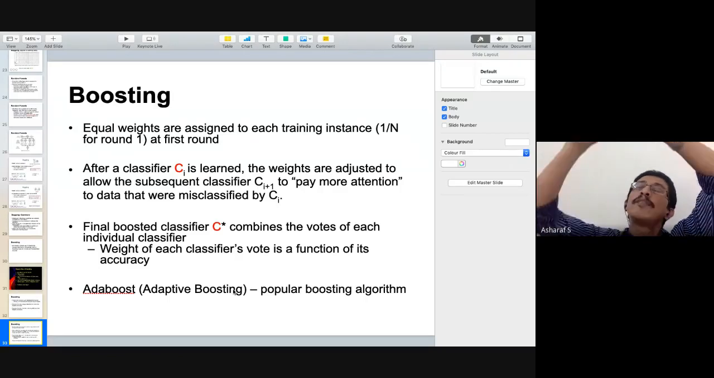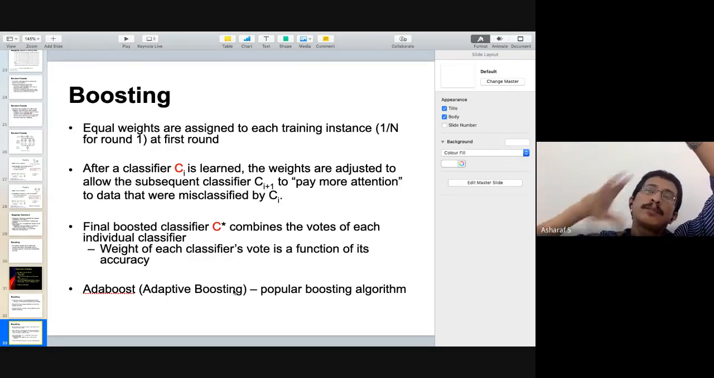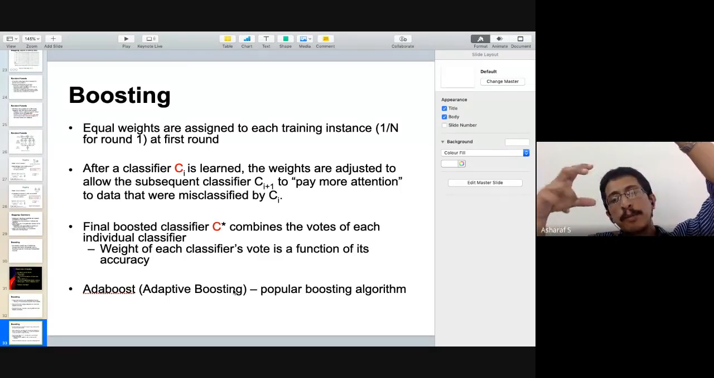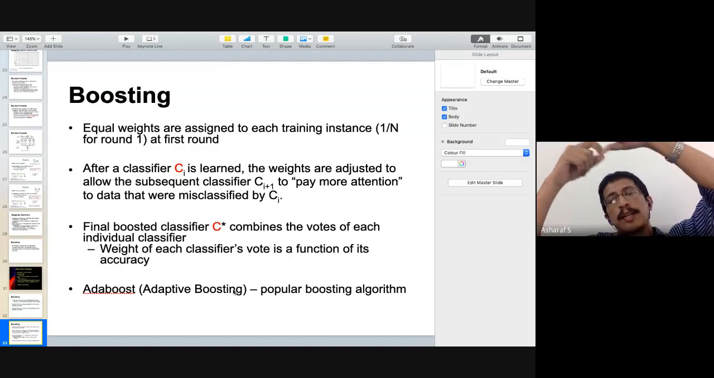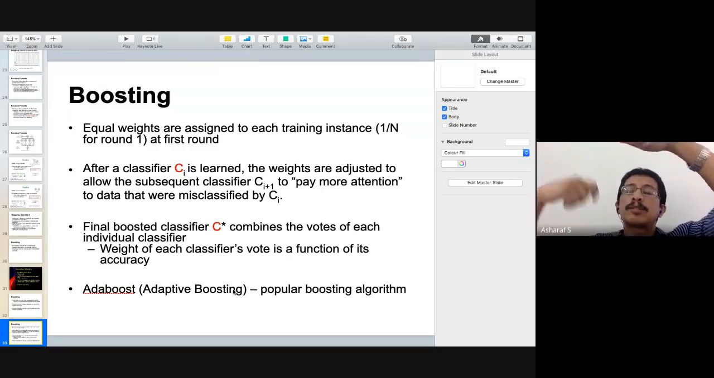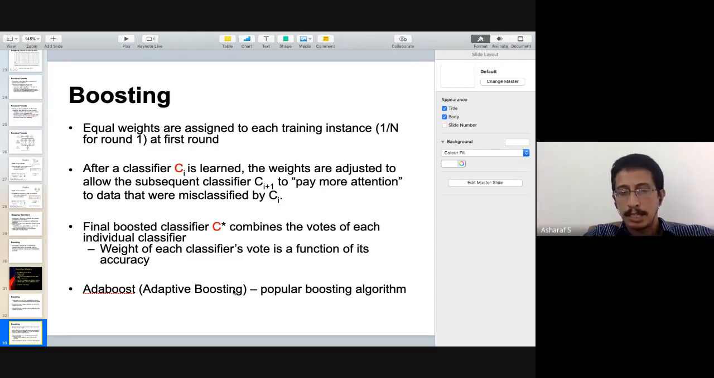Boosting is essentially you give importance to each of the training points or chunks of the training points, and then you say, okay, I train my classifier on this training data. If some of the points are correctly classified, I can reduce their importance in the training process. Rather, I'll give more importance to the points which are misclassified. And this is the idea of AdaBoost or boosting in general, right?